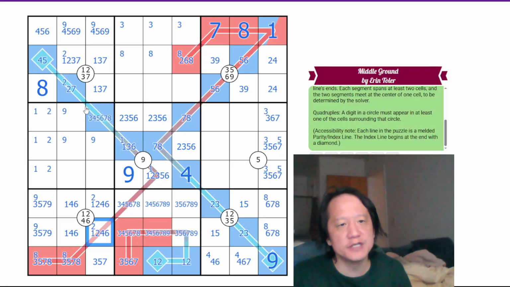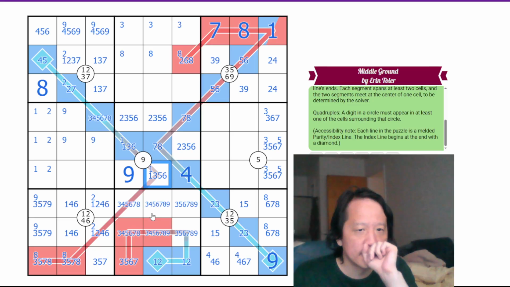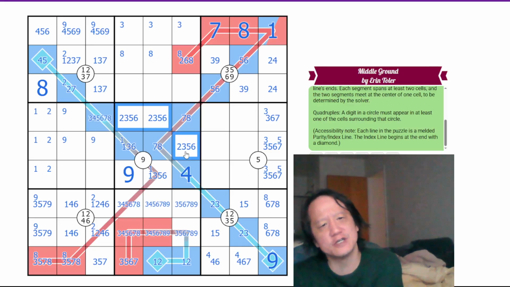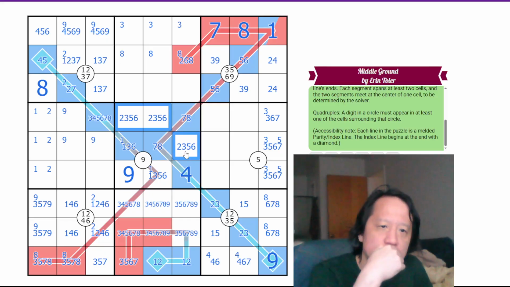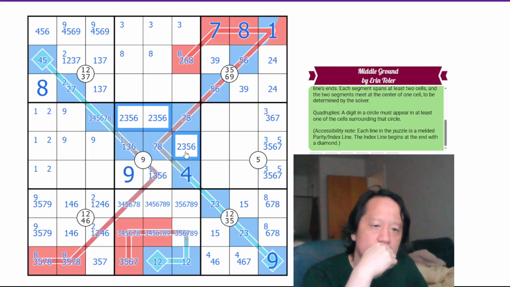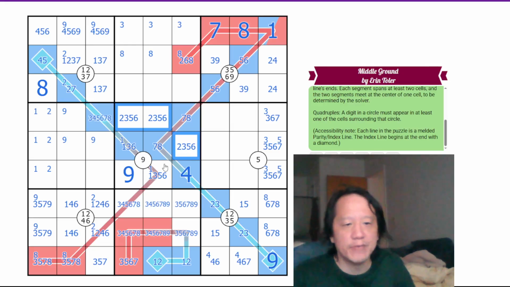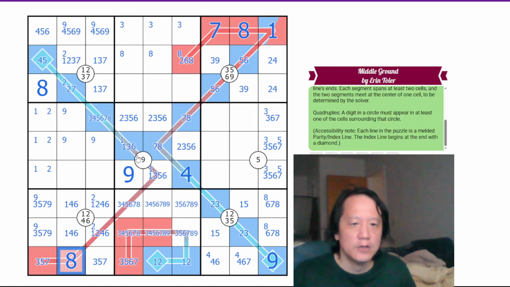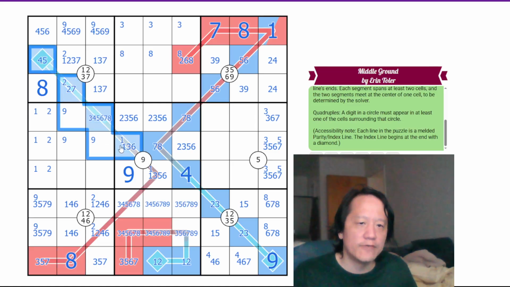2 can only be in the 2nd or 7th position, so this cannot be 2. Which means we have a guaranteed 2 there, but that doesn't really help us much. Oh, 8 cannot be here because of 8 in the column. So this has to be an 8 here. Which means 8 can never appear on this index line anymore if this is the index line.